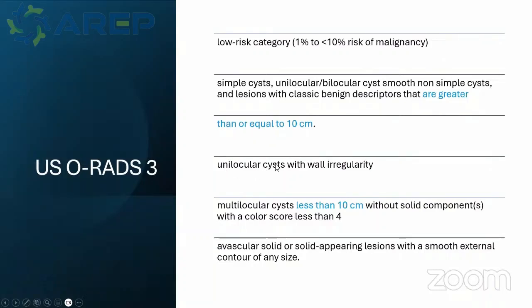And any unilocular cyst, it can be of any size with wall irregularity. And multilocular cyst less than 10 centimeters with a color score less than 4. And avascular solid or solid appearing lesions with a smooth external contour of any size. So here we have unilocular cyst, multilocular cyst, and solid lesion. So there are 3 lesions that have to be kept in mind.